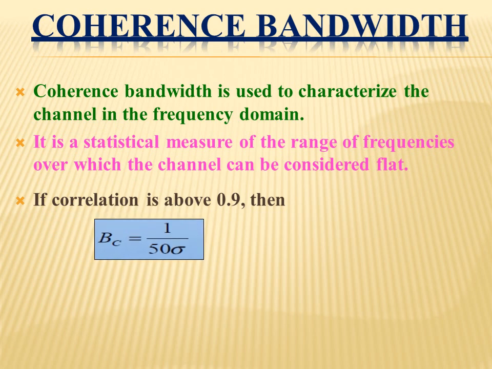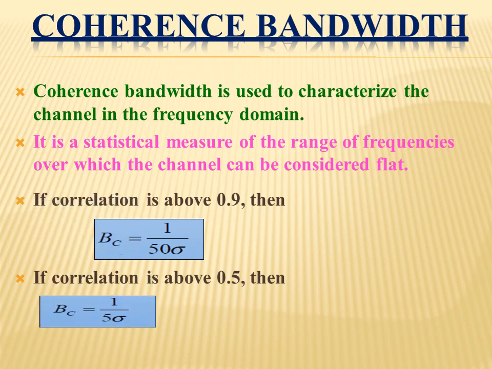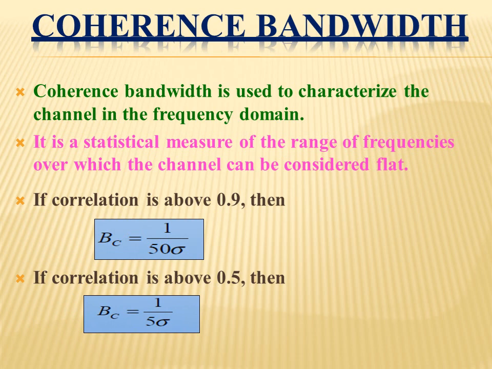If the correlation is above 0.9, meaning 90%, then the coherence bandwidth is 1 by 50 sigma, where sigma is the delay spread. If the correlation is above 0.5, that is 50%, then the coherence bandwidth is 1 by 5 sigma, where sigma is the delay spread.